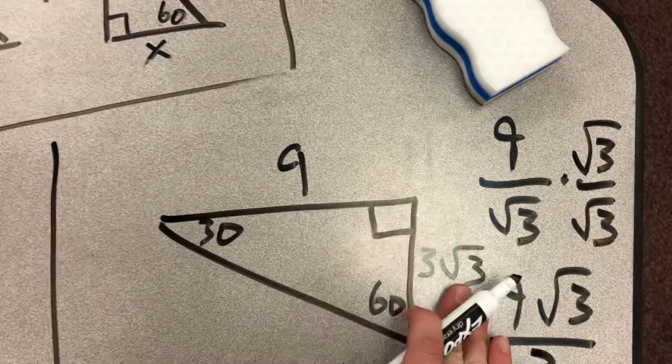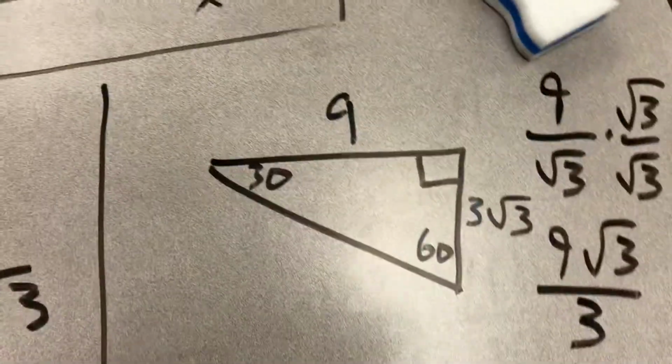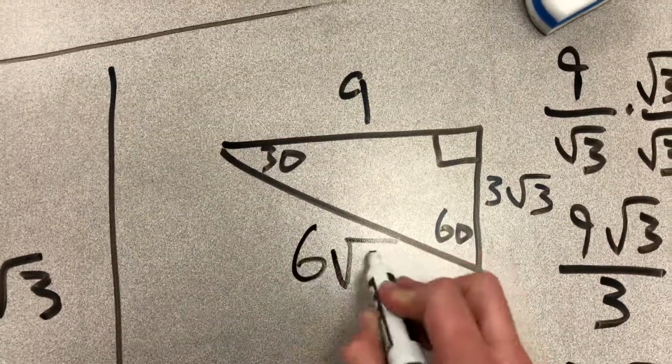And now to go from my 30-degree side to my hypotenuse, I just double this. So that will end up being 6 times the square root of 3.